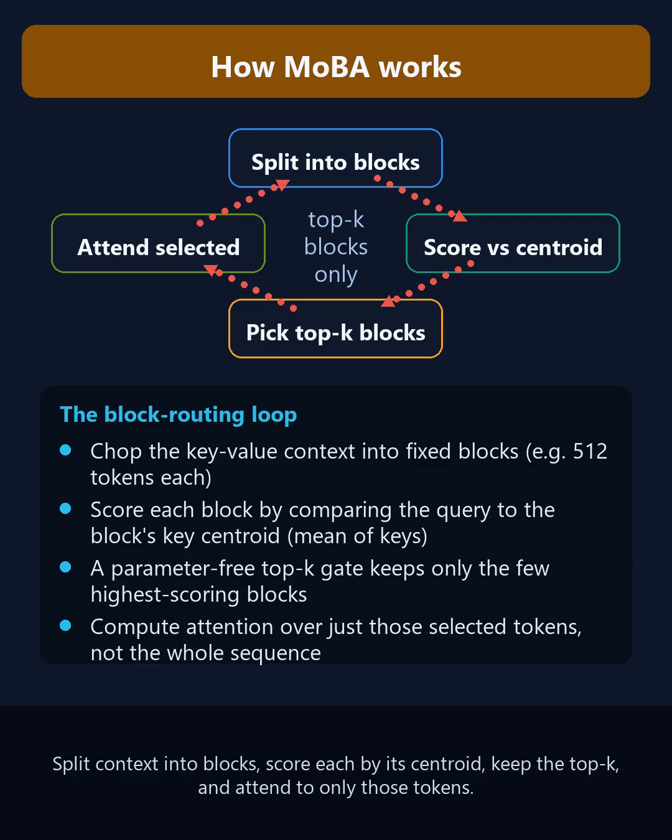Here is the workflow. First, chop the key value context into blocks, say 512 tokens each. For each query, compute a relevance score to every block by comparing the query against that block's centroid, the mean of its keys. A parameter-free top K gate then keeps only the few highest scoring blocks. Finally, attention is computed over just those selected tokens, not the whole sequence.